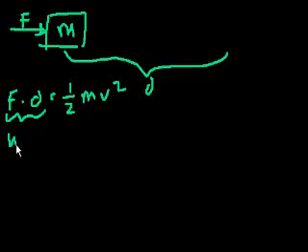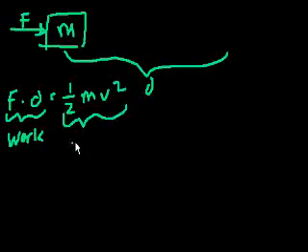Force times distance, by definition, is work. And 1/2 mv squared, I said this is called kinetic energy. And so by definition, kinetic energy is the amount of work, and this is the definition right here, it's the amount of work you need to put into an object or apply to an object to get it from rest to its current velocity. So its velocity over here.